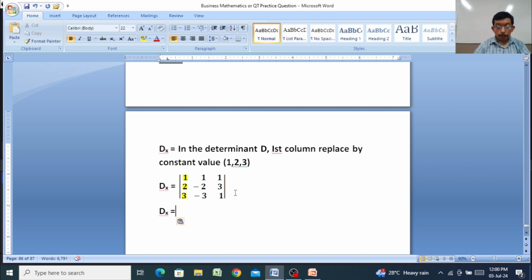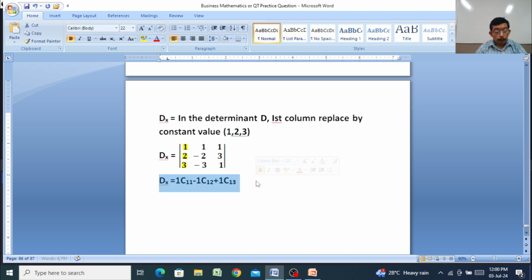Now the first element is 1, the cofactor of the corresponding element is C11, then the next element is -1 with the corresponding cofactor C12, then the next element taken with the sign plus, +1, and the corresponding cofactor is C13. Now simplify this equation in the next step.